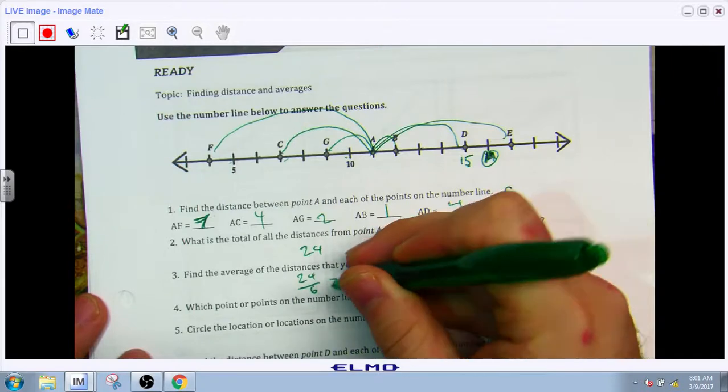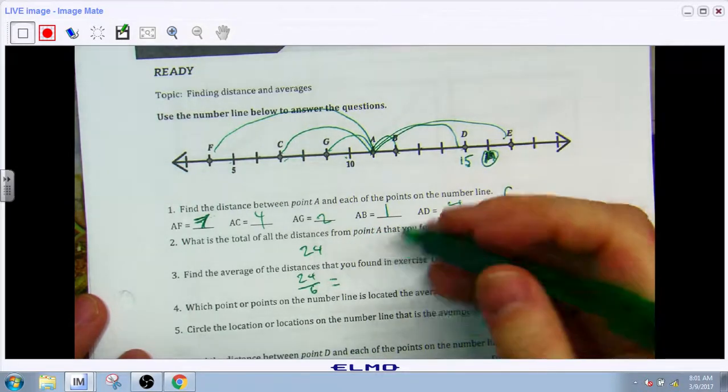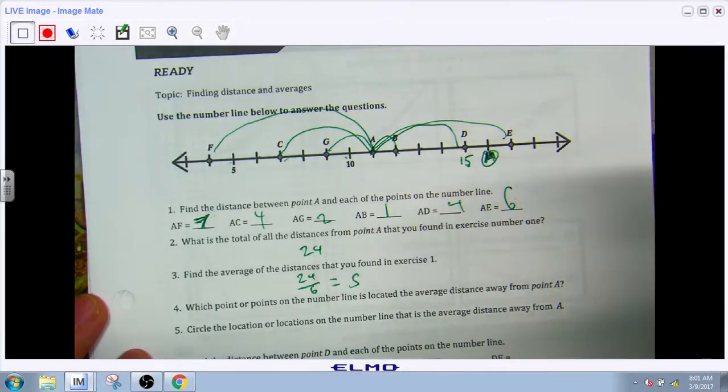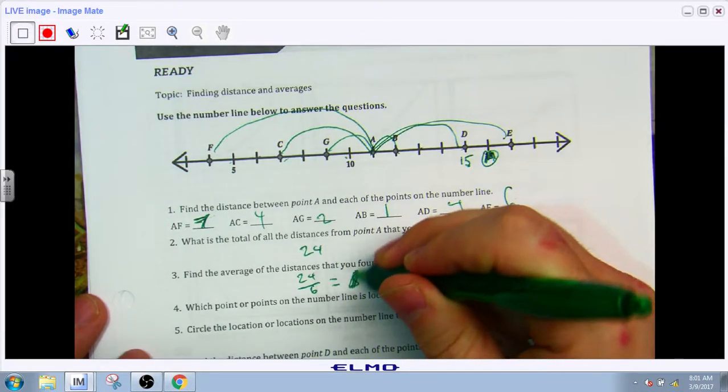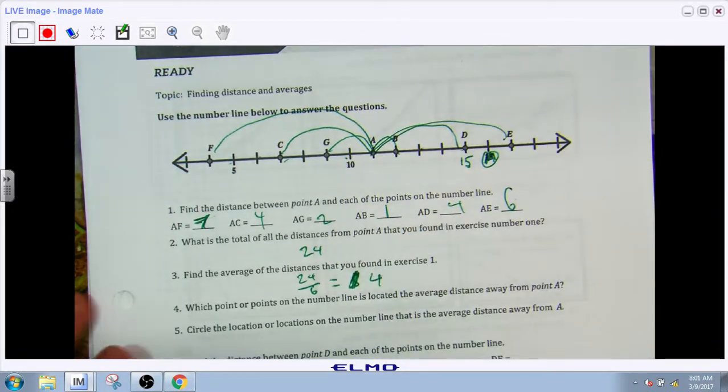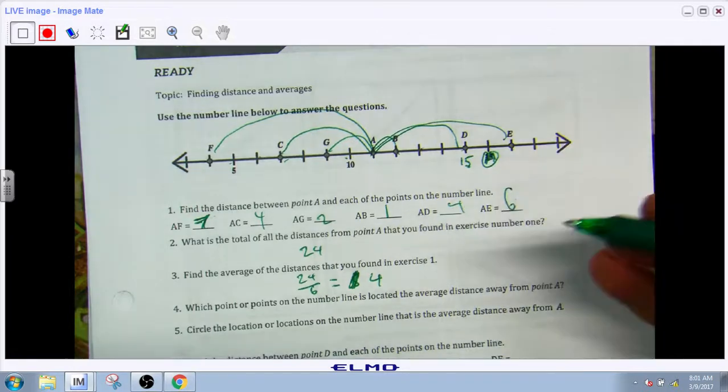which comes up to, what does that come up to? 6, 4, 5. Is that right? That's not right. It's 4. Okay, so we know that the average distance is 4.